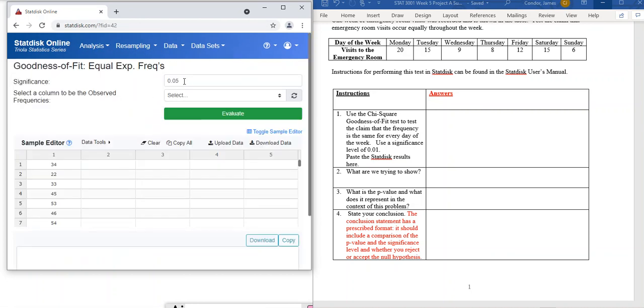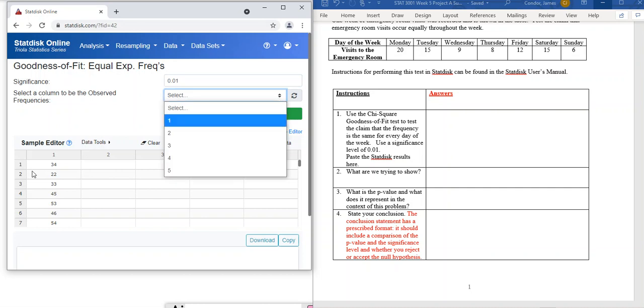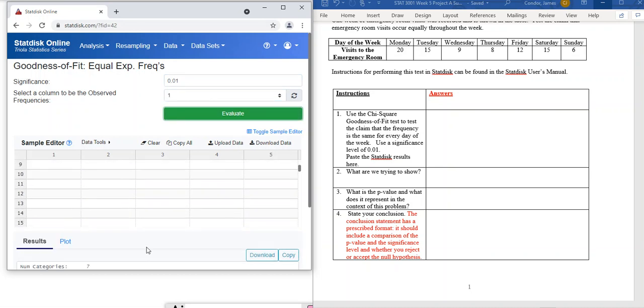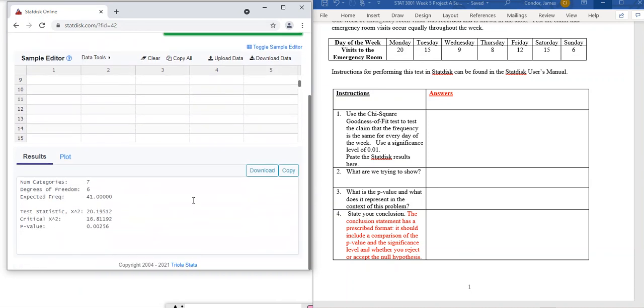And my significance level, I think it says 1%, so I'm going to put a 1. Column to be observed, meaning where's the data, right? The data is in column 1. Okay, and evaluate. Okay, results.